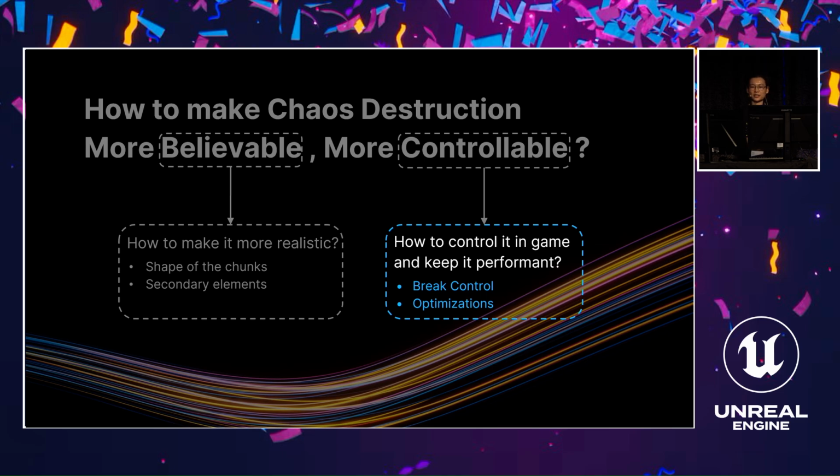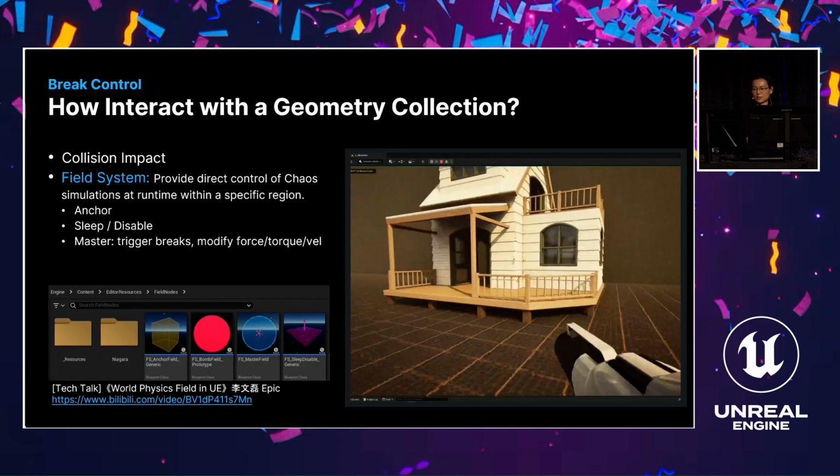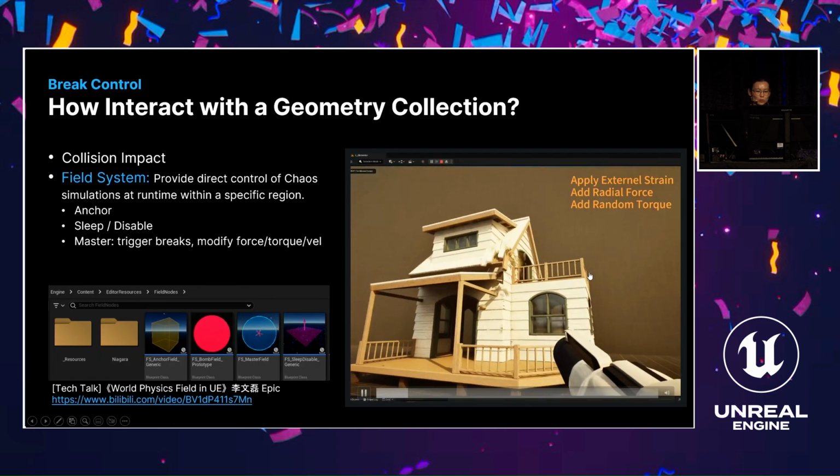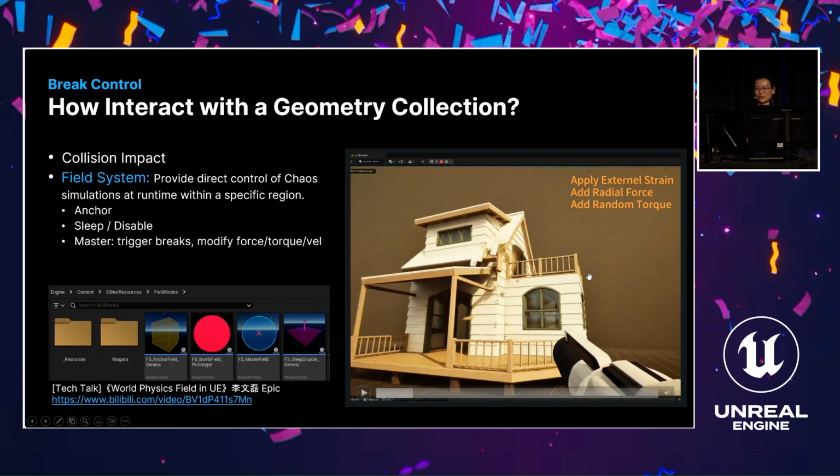Okay, that's about it for the visuals. Let's talk about how to control it in-game. There are mainly two methods you can interact with geometry collection in Unreal. Actual physical collision will impact it, or you can modify its physical properties through blueprint with our field system.